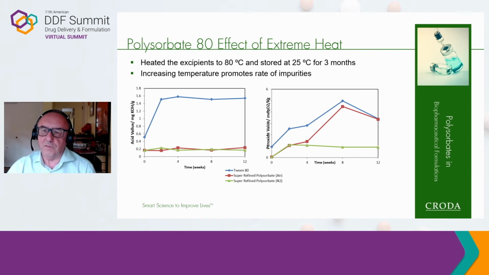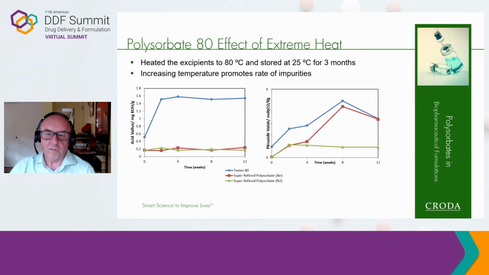In this example of an excipient stability study, where we exposed polysorbate 80 to extreme heat and then stored it at 25 degrees C for 3 months and monitored various impurity profiles, we can see that the acid values do rise after heat treatment in the standard grade material, but not with the high purity super refined grade. This is probably due to the presence of high levels of water in the standard grade, leading to hydrolysis, but also to the production of low molecular weight acids such as formic and acetic acid as end products of oxidation.